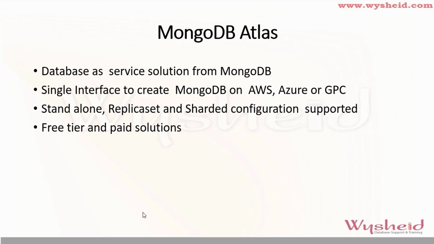The other option is MongoDB Atlas, which is a database service solution from MongoDB. It provides a single interface to create MongoDB on AWS, Azure, and Google public cloud, which means while you create a MongoDB database on Atlas, you have the option to select the cloud vendor which you want. So you can select either AWS or Azure or Google public cloud.